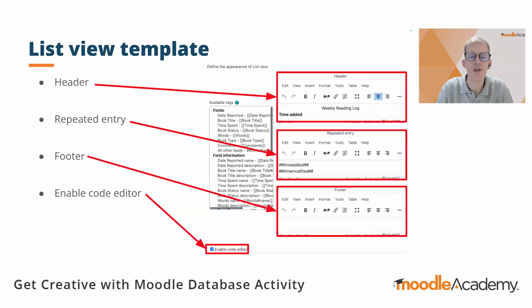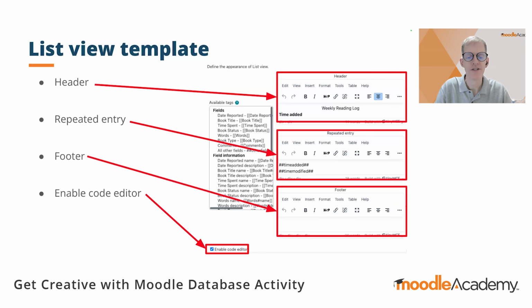Okay, so the list view template. This is where we can define how things appear when showing the list of multiple entries. There are three parts of this template: the header, and this displays at the top of the page; the footer, this displays at the bottom of the page; and the repeated entry is used for defining how each entry in the database will appear one after the other in the list. Okay, this view gives the users the ability to see at a glance the list of entries made in the database. And with the help of HTML, CSS, and JavaScript, there's a lot of ways to create aesthetically pleasing views.